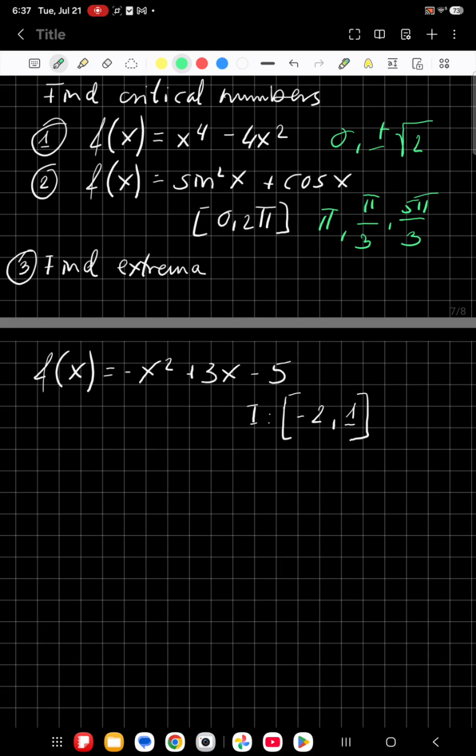Okay, and the last one I have: maximum value is negative 3, and it occurs at x equals 1, and then minimum value is negative 15, and it's at x equals negative 2.